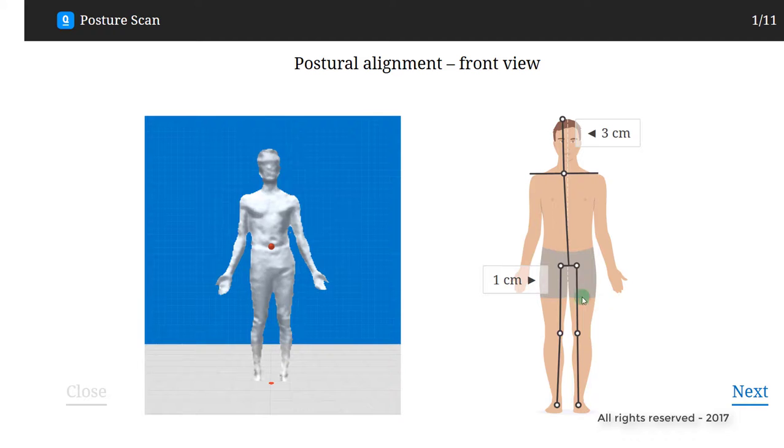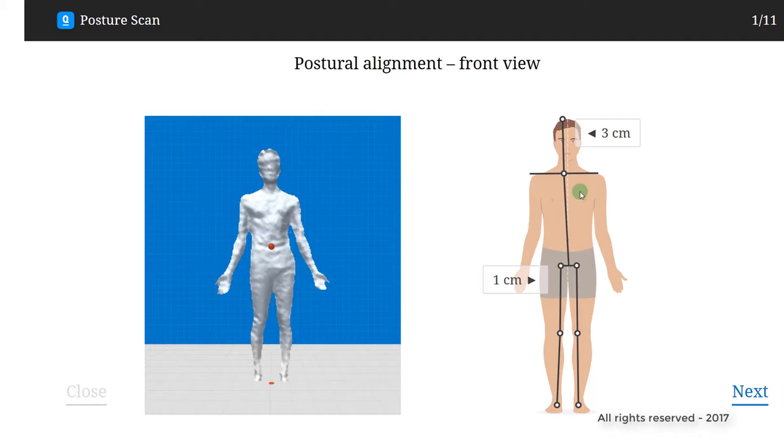The measurements show that the hips are to the left, the shoulders are to the right, and the head and neck appear to be vertical, possibly tilting to the right, but they are following the trunk. The top of the head happens to be 3 centimeters to the right of the midline, and the hips happen to be 1 centimeter to the left of the midline.